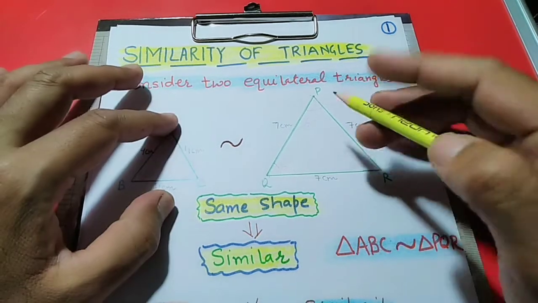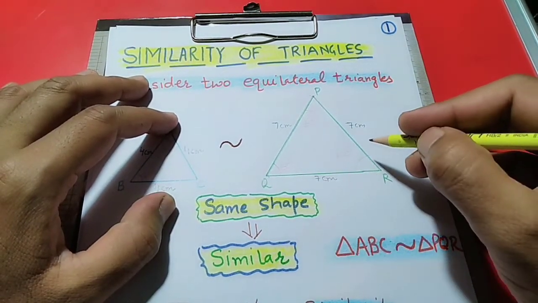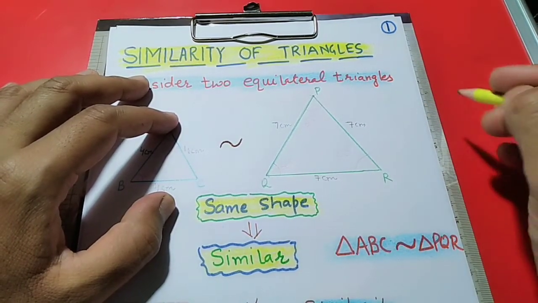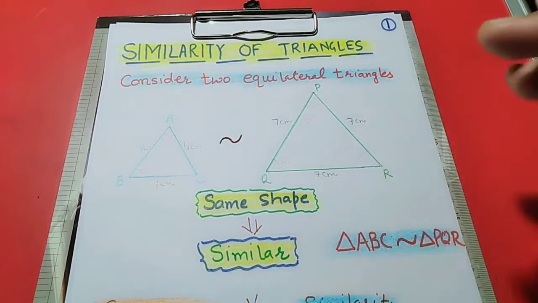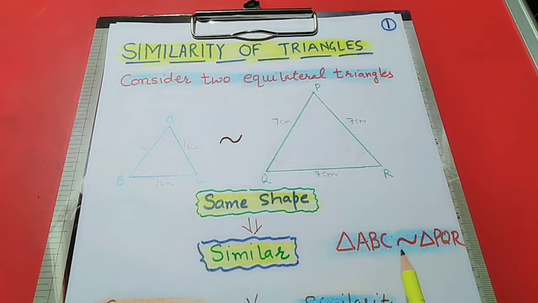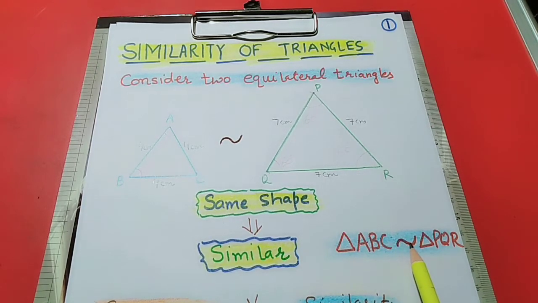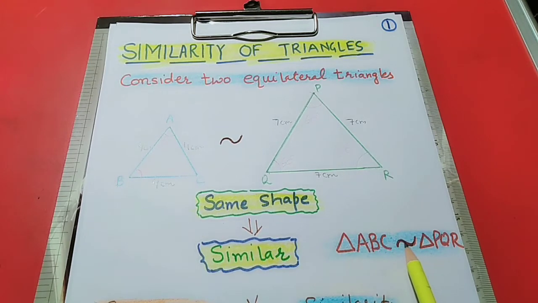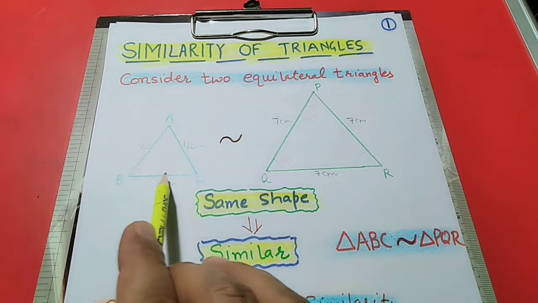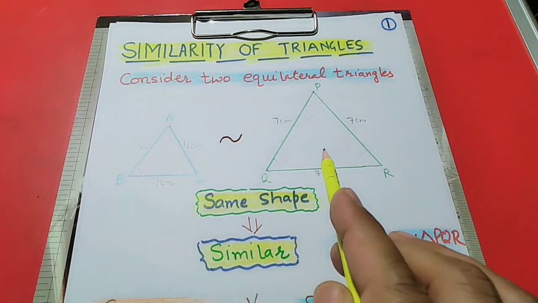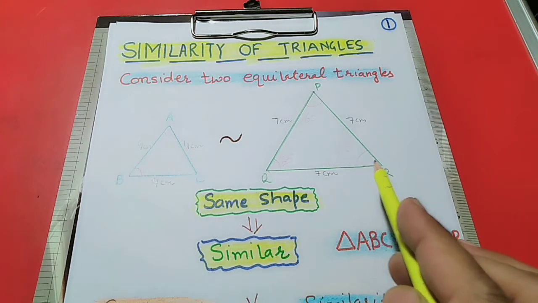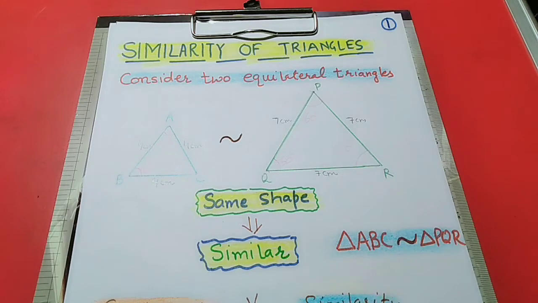It means like a circle of 2 centimeters and a circle of 4 centimeters. Their shape is the same, so they are similar. So how to write similarity? By this sign. This is the sign of similarity. It is showing that the shape is the same. It means the shape of triangle ABC is equal to the shape of triangle PQR. So their shape is the same.